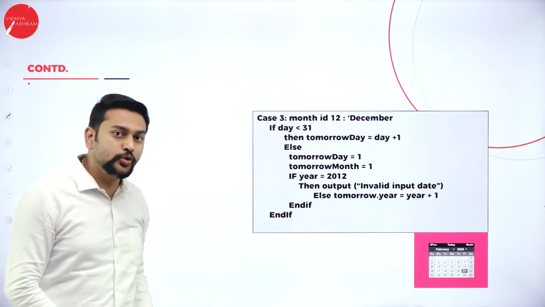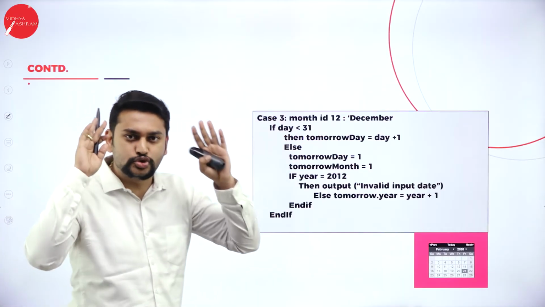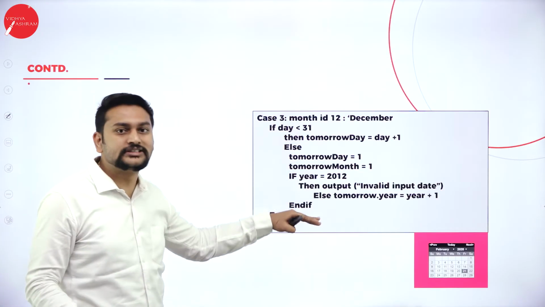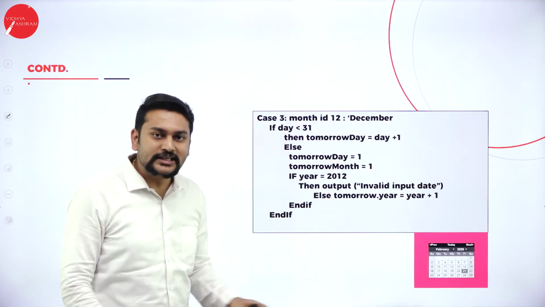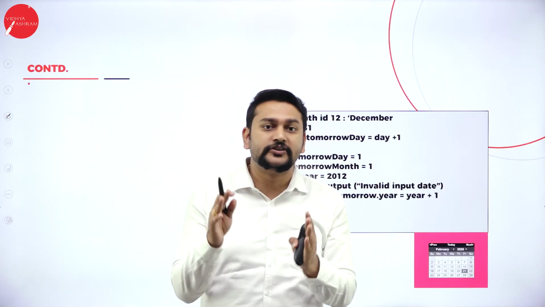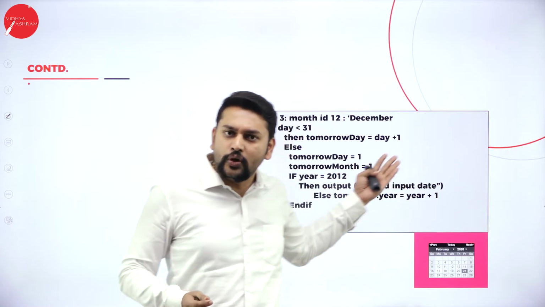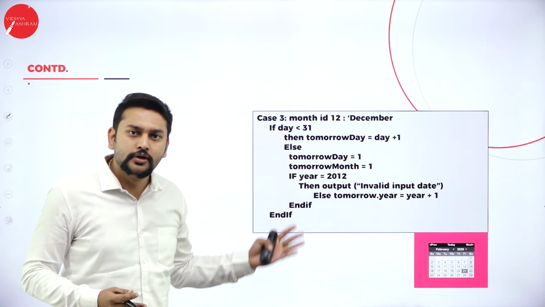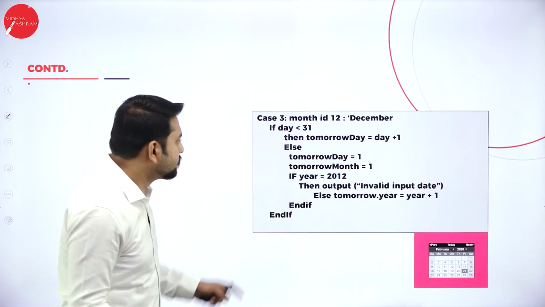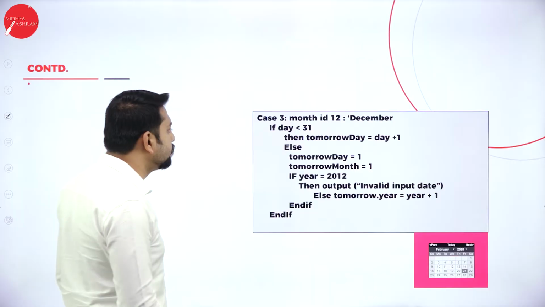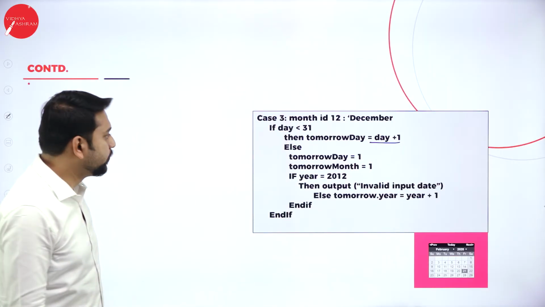When my month is 12, if you have entered the month as 12, I will be executing this case. What will happen here? Please listen carefully. If the days is less than 31, sir, even in the first case you had given the same condition. No, sir, but please observe, I have something changed here. If the day is 31, then what I should do is tomorrow day plus 1.